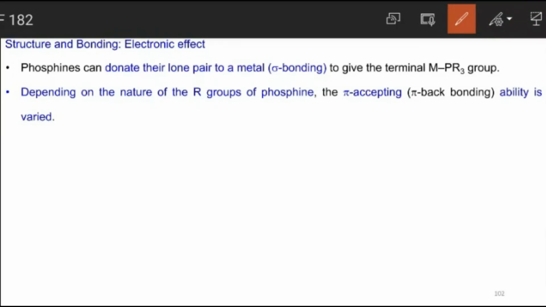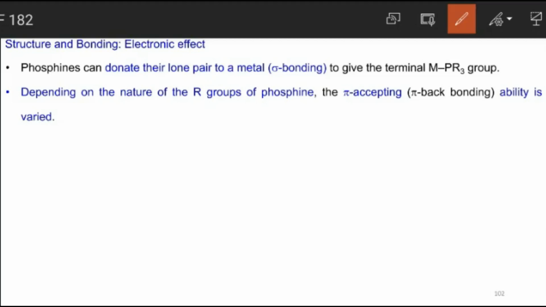Actually, that is what everyone was believing. Everybody was believing, even Cotton, even if you take the book of F.A. Cotton and read about the pi accepting nature, that phosphorus actually has an empty d orbital, therefore no problem in acting as a very good pi accepting ligand. But that is actually not true.